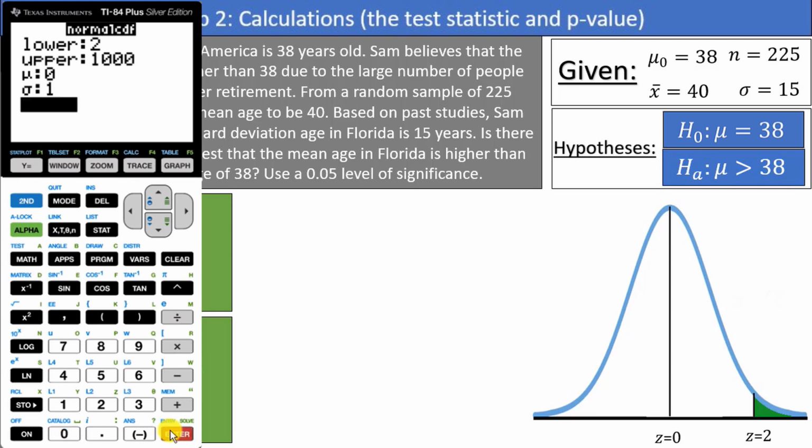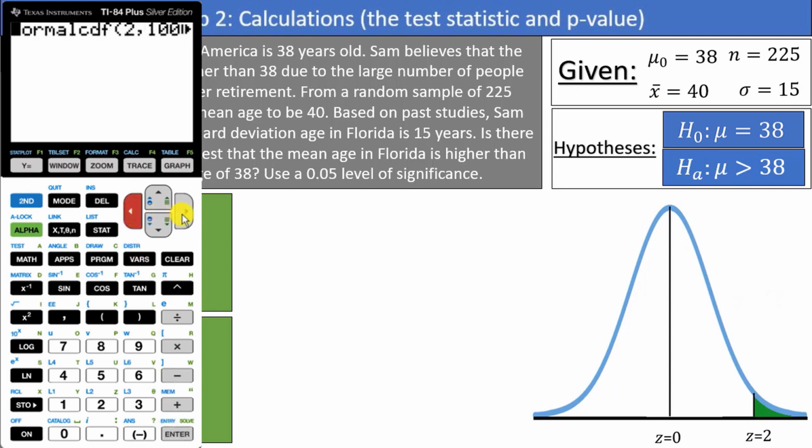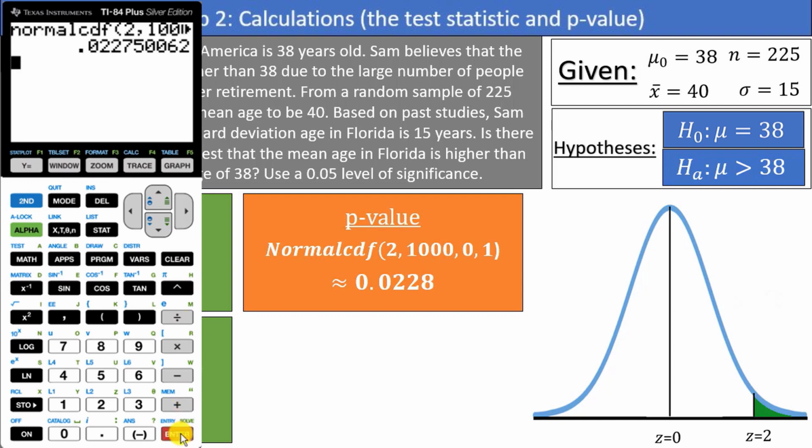Scroll down and press paste. On a TI-83 calculator, match this output. Normal CDF, 2, 1000, 0, 1. Press enter, and we get the p-value of 0.0228. I generally like to round the p-value to 4 decimal places.